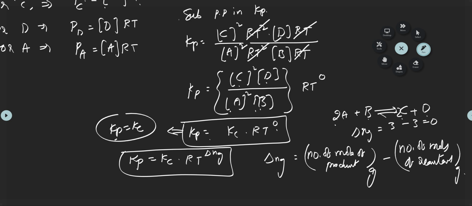Like that also they can ask the question. In the following reactions, which one is having more Kp than Kc, or Kp is equal to Kc, or Kc will be more than Kp.